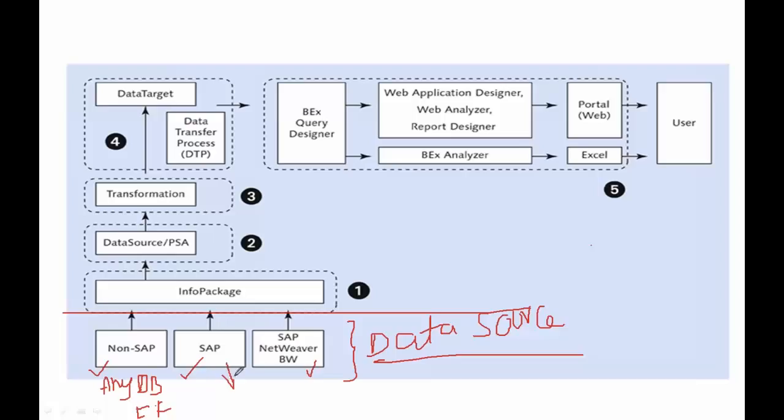What is an SAP data source? SAP data sources are ERP or CRM, or I can say BW also. So ERP is also a data source, CRM is also a data source, BW is also a data source for another BW. So what do you mean by data source? A data source is nothing but where the data is available, where the data is created and stored. That system is called data source.